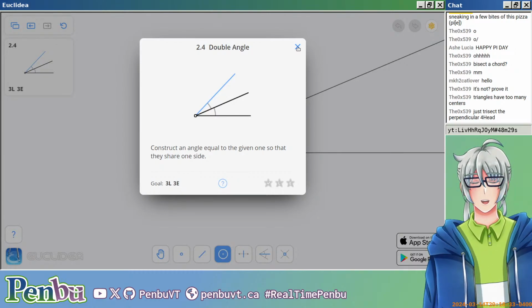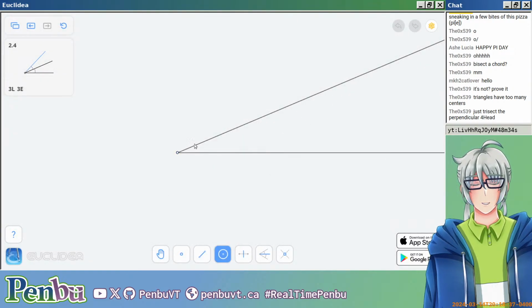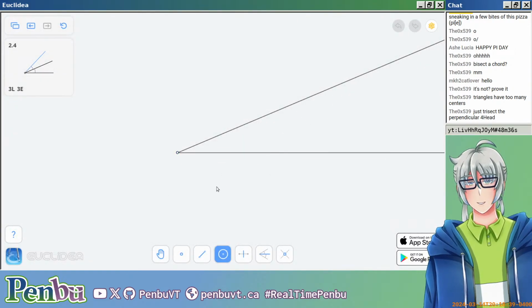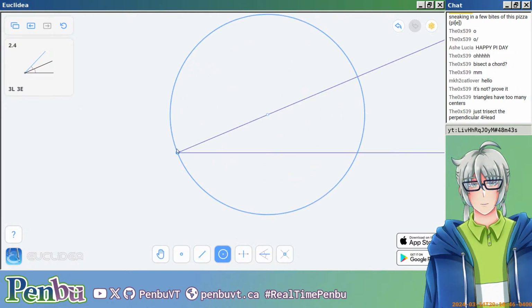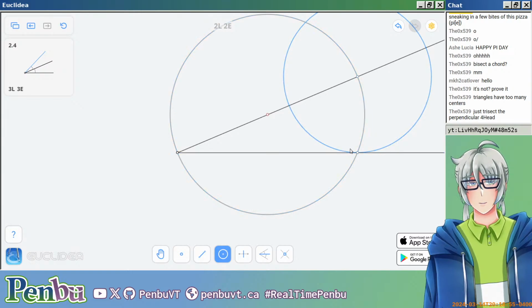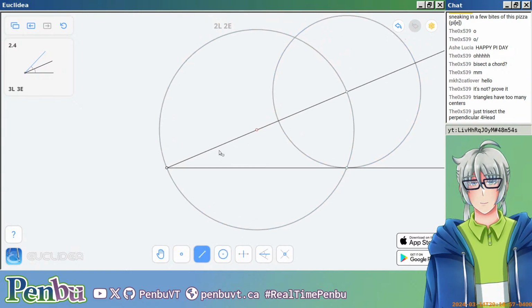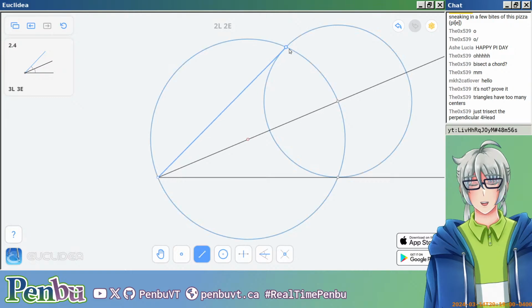Construct an angle equal to the given one so that they share one side. So we have another one here, and we have to make them equal. Maybe we can start with a circle. We're going to start with another circle here. And then draw a line from here to here, and we have similarity here, so this should be the same angle.